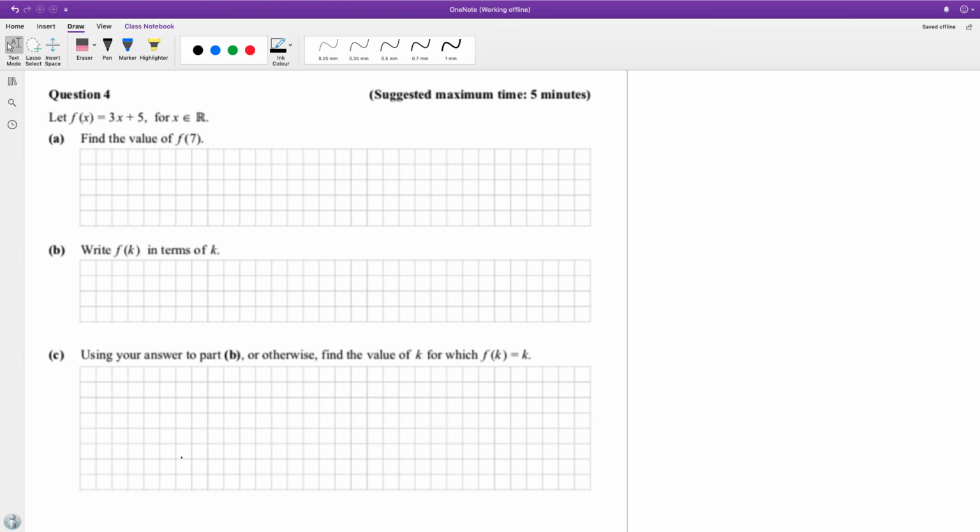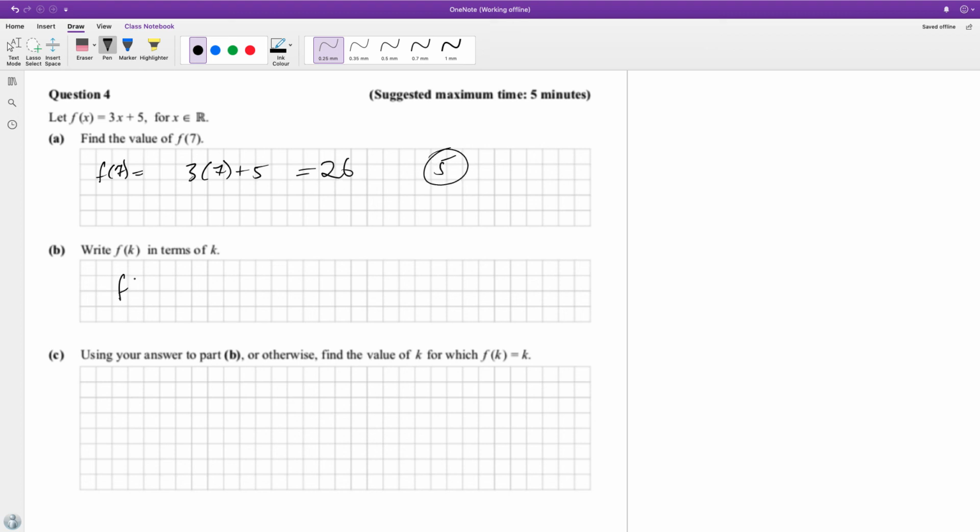Go on. Finish it. I'll put you out of your misery. You did very well in the first two bits. The first one, it's the function of 7. So it's equal to 3 times 7 plus 5, which is 26. There's 5 marks for you.